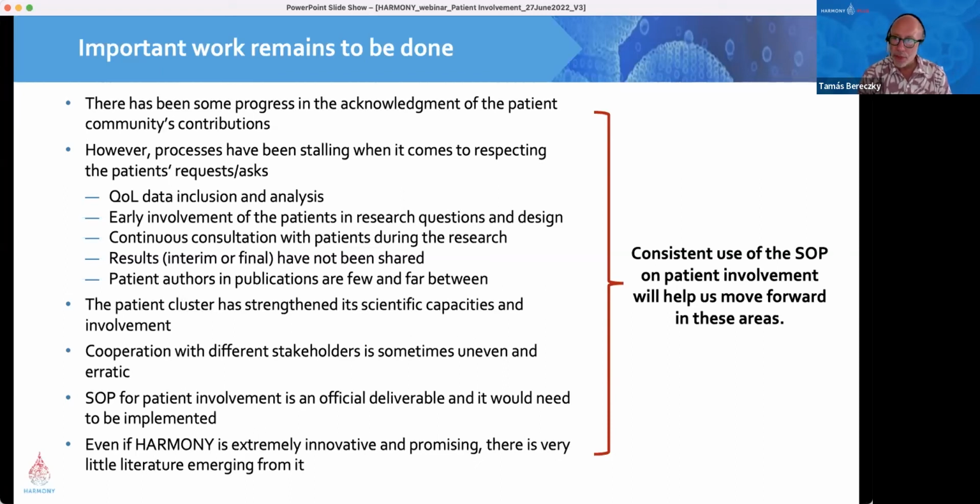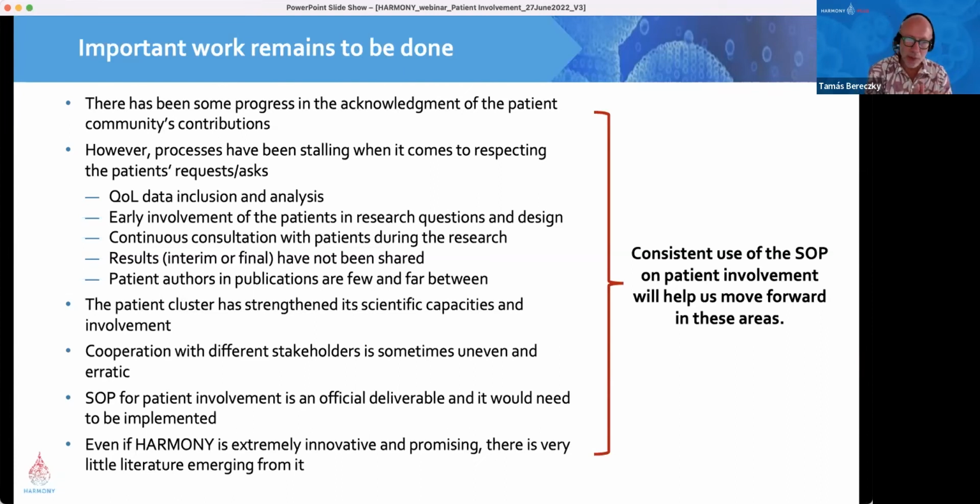There's a couple of asks and requests that the patient community has been consistently repeating, such as quality of life data should be included and analyzed in the research proposals. Even though things are moving now, and that's a source of great joy and satisfaction, there's still a lot more that needs to be done in terms of including quality of life data. And these data can also be sourced from the patient community, as in some hematologic malignancies, it's already been happening, but still there's a lot more room for improvement.